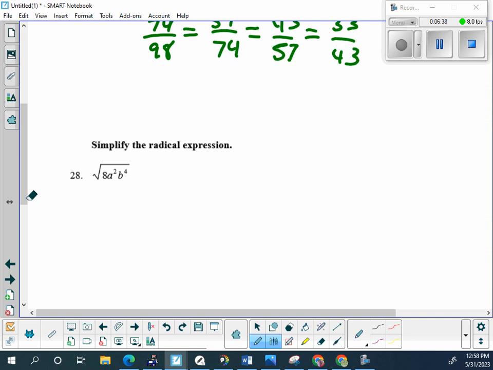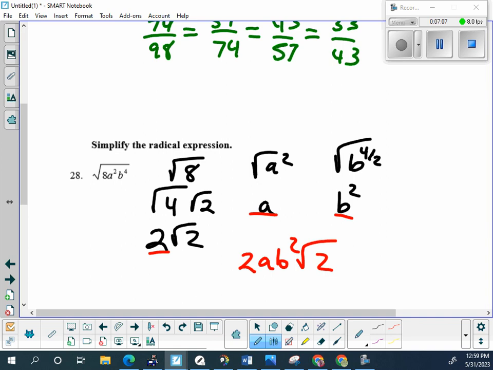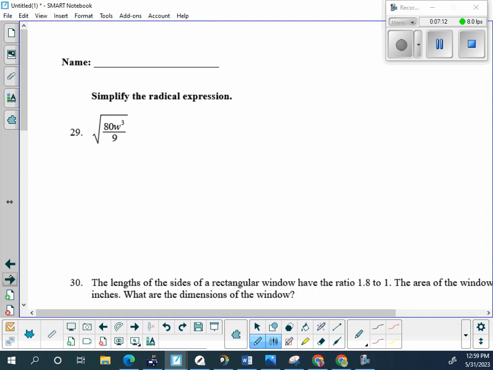Looking at this one, simplify this radical. Radical 8 breaks up into a 4 and a 2. This is 2 radical 2. Radical a squared is a. Just divide by 2. Radical b to the 4th. If you divide 4 by 2, you get b squared. So my answer is going to be 2ab squared radical 2. And again, it's multiple choice, so not too bad of a question. Moving on to 29.